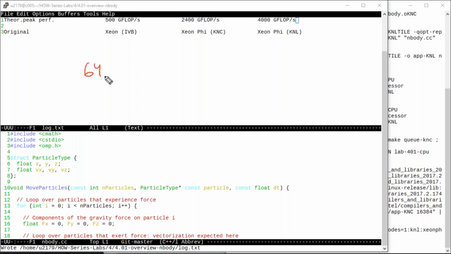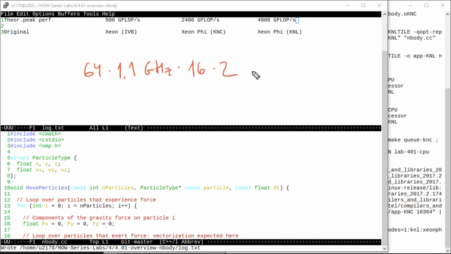So 64 cores times 1.1 gigahertz. One clock cycle is 16 operations, and if you do fused multiply-add, it's 2 instructions per cycle. So we can do the math. 64 times 1.1 times 16 times 2 is... did I do this right? I think I didn't do this right.